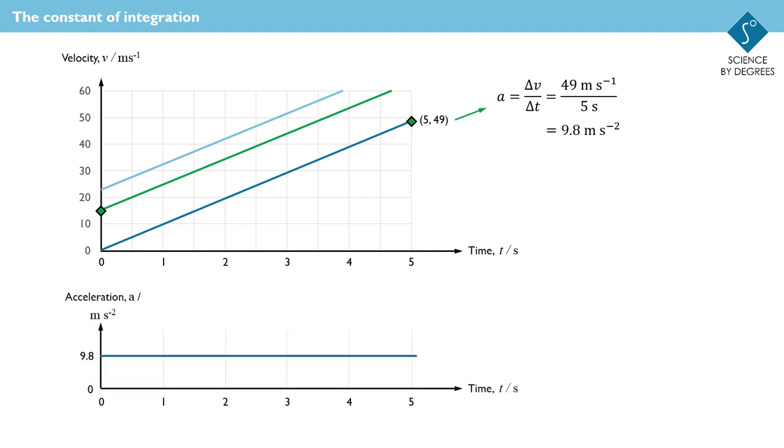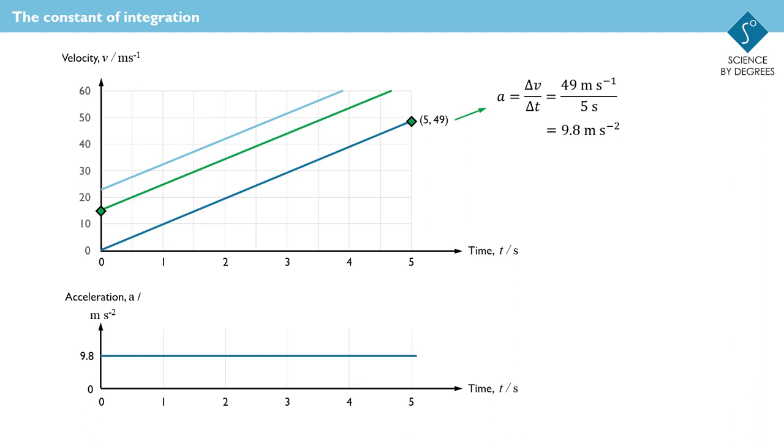But the point we're trying to make in this video is that all three situations, the dark blue line, the green line and the light blue line, give the same acceleration graph because they all have the same gradient. If we're given one of the velocity time graphs, we can generate the acceleration time graph. But if we're given the acceleration time graph, we cannot tell which of the three velocity time graphs it came from, without more information anyway.